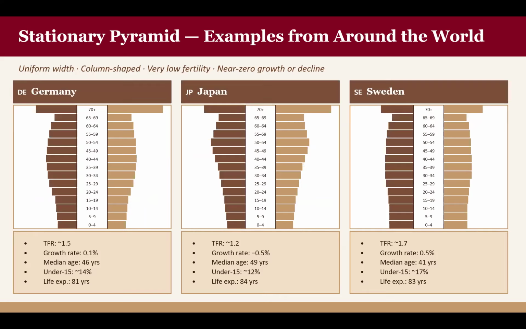Then we have stationary pyramids, and for that there is uniform width, column shaped, very low fertility, and near zero growth or decline. These are examples of Germany, Japan, and Sweden, which have a similar rectangular shape, and they have a very low fertility rate.